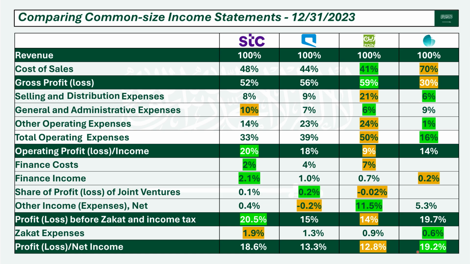Just to repeat, 19.2%, it means that 19.2% of the revenue of Go Telecom is converted into net income.